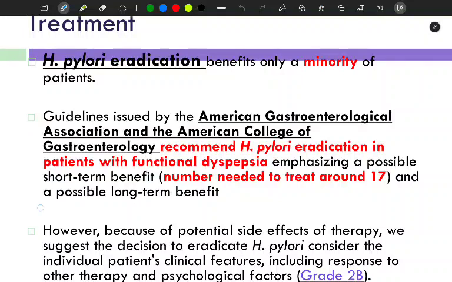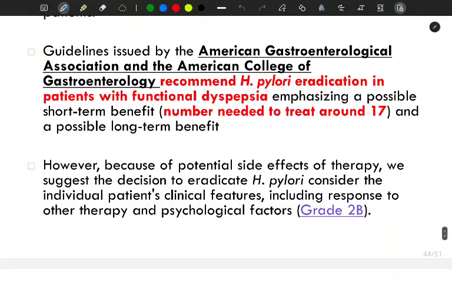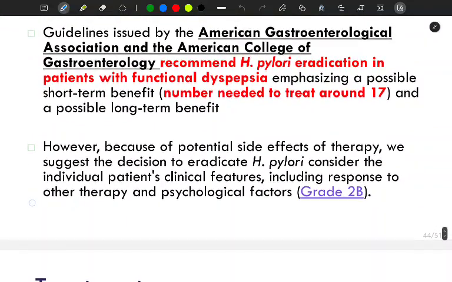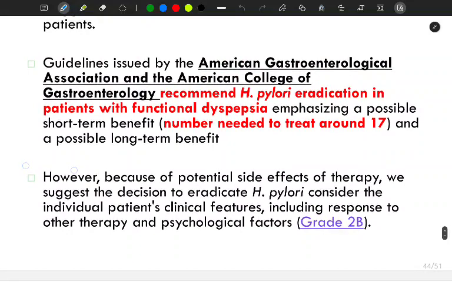The American Gastroenterology Association recommends H. pylori eradication in patients with functional dyspepsia for the short term. Number needed to treat is 17, and a possible long-term benefit. So there is no strong evidence, to be honest, in treating H. pylori in functional dyspepsia, unless we prove that. Next.